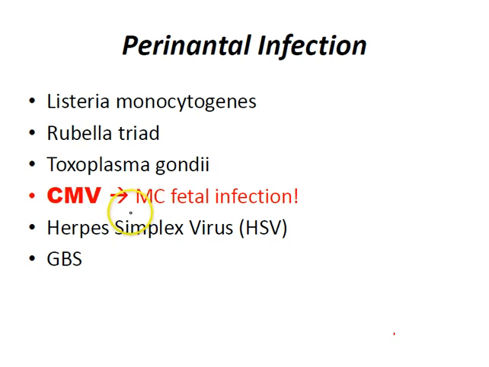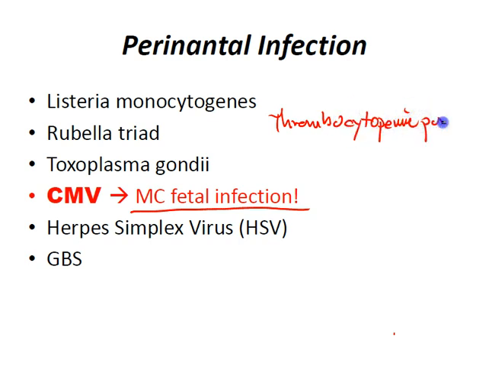CMV is the most common fetal infection. The signs and symptoms that may be present at birth but resolve within the first few weeks of life is thrombocytopenic purpura. I know that sounds like a big word, but you've heard of it. It's the blueberry muffin rash, the blueberry muffin babies. It's similar to the rash of congenital who? Rubella. So you also see hepatosplenomegaly and jaundice.